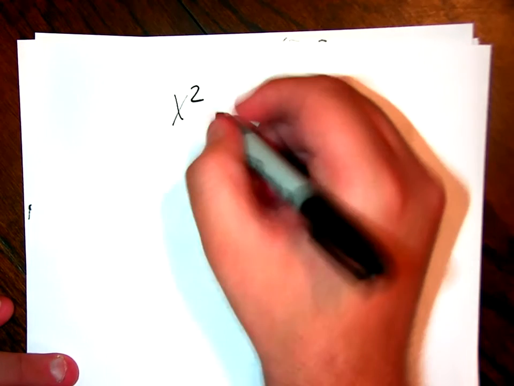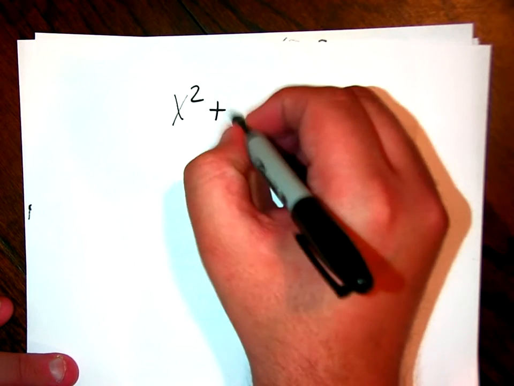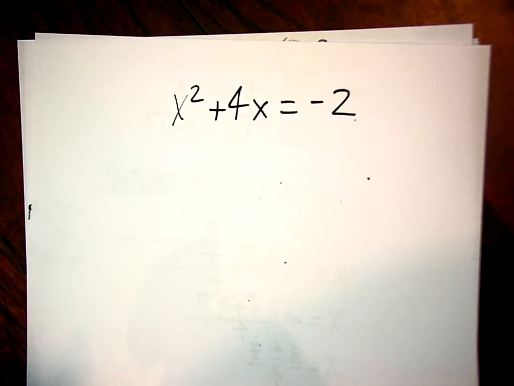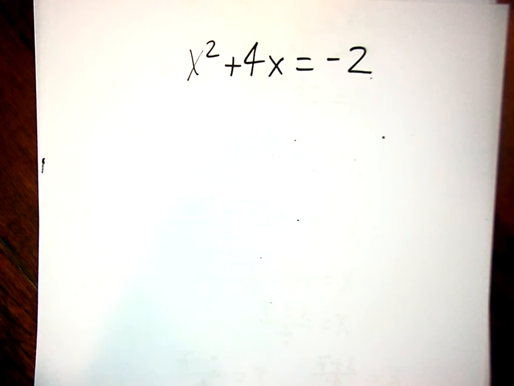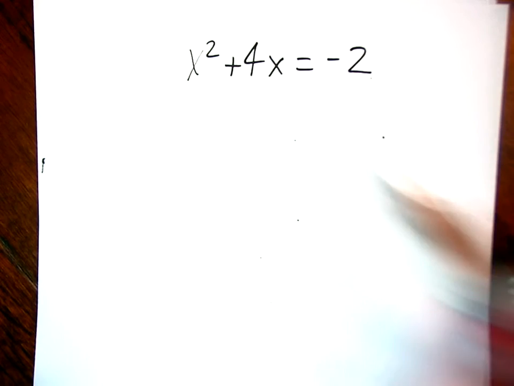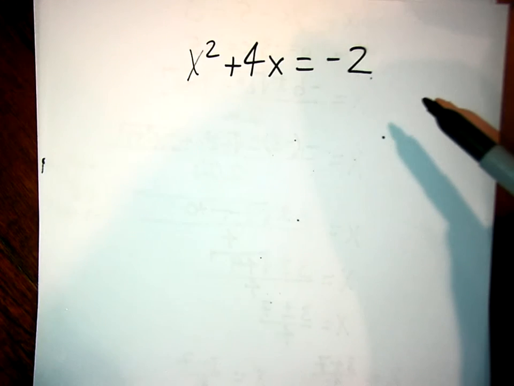So let's take a look at the quadratic equation x squared plus 4x equals negative 2. Now, this is where we're going to run into a problem where one of our two requirements doesn't hold. Actually, both of them don't. This quadratic equation is not in standard form, and it's not equal to 0.